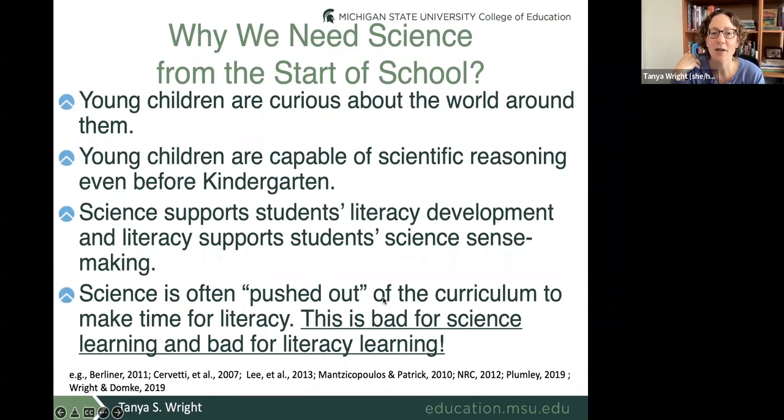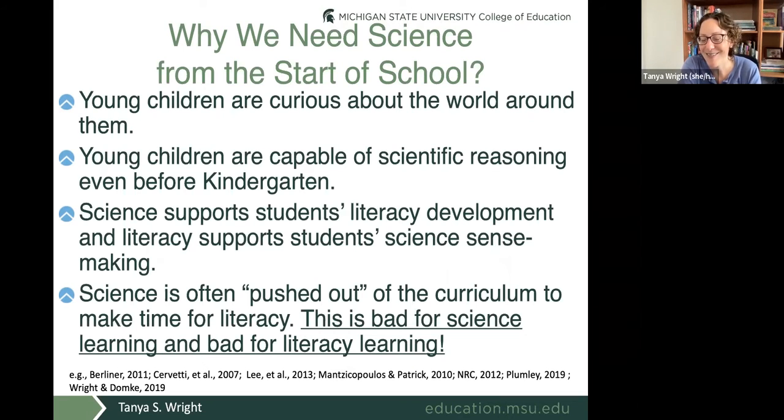So young children are curious about the world around them. There's evidence from research that they are capable of scientific reasoning even before kindergarten. We know that science supports students' literacy development. For example, the more you know about a topic of a text, particularly a text that might call on science knowledge, the better you're going to be at comprehending that text. And we also know that literacy supports students' science sense making, right? Because they have to talk about, read about, write about what it is that they're trying to figure out.